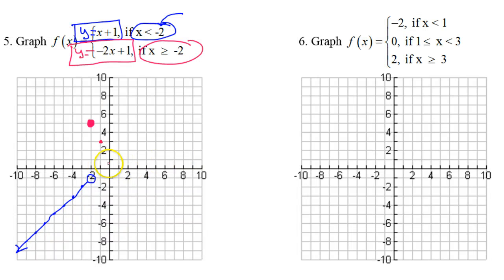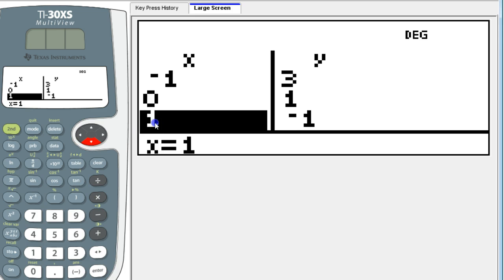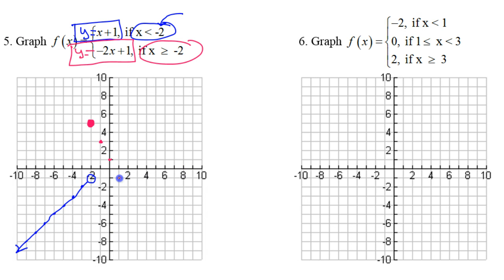0, 1. 1, -1. Okay, now I can see the pattern happening. It's going down to right 1. So once I see the pattern, I can just continue the pattern. Okay, so this graph is going to look like this. And that's how you can draw these with the help of a TI-30XS multiview or other scientific calculator.